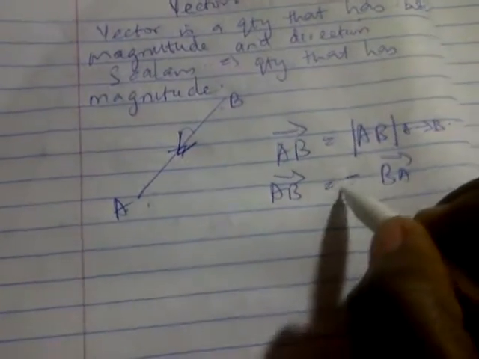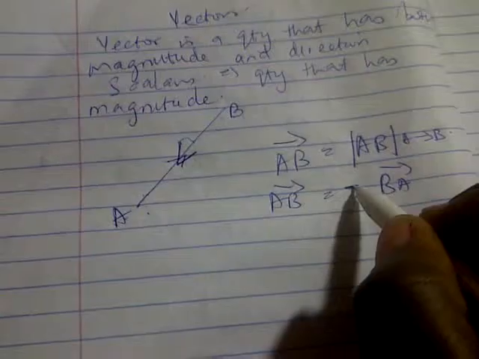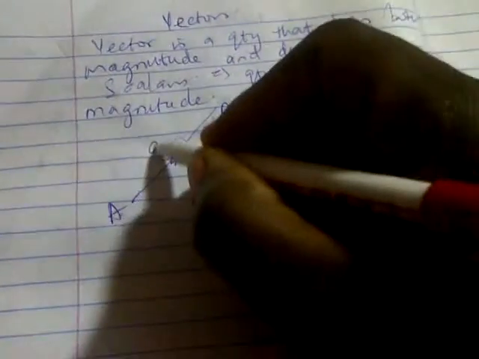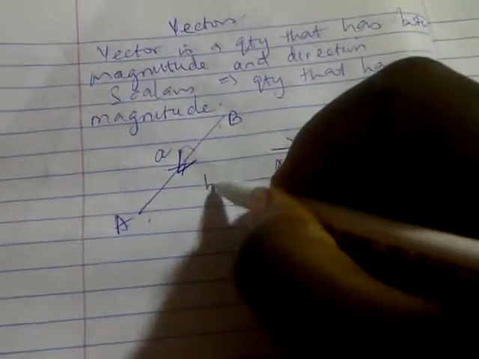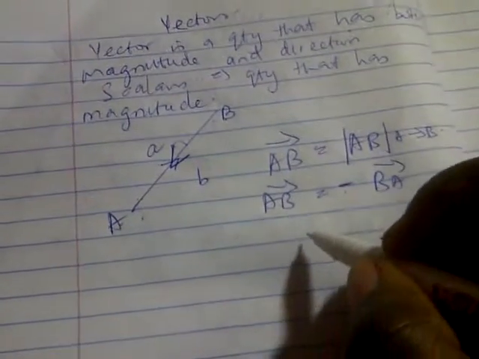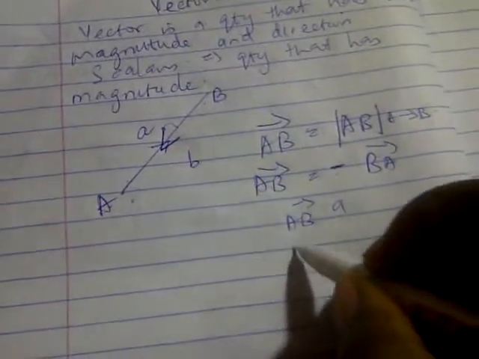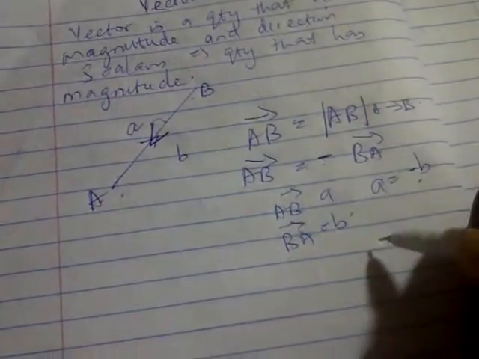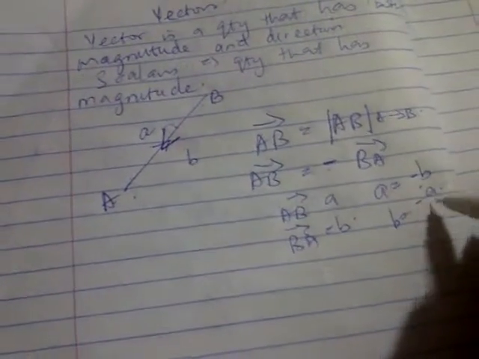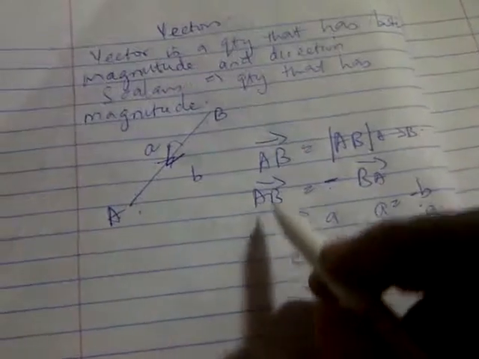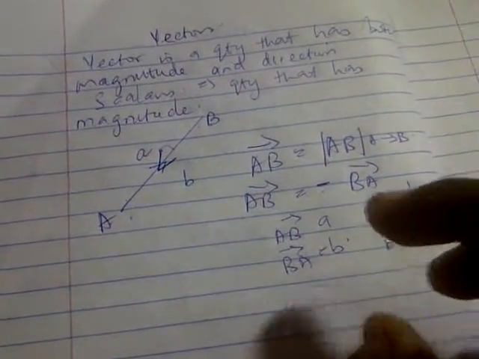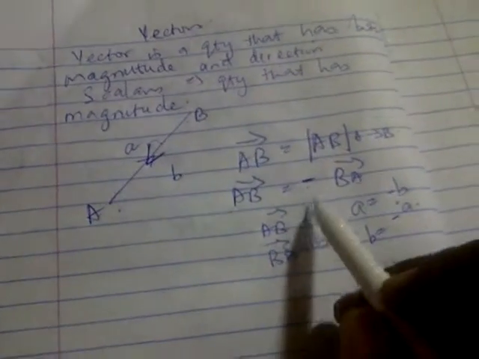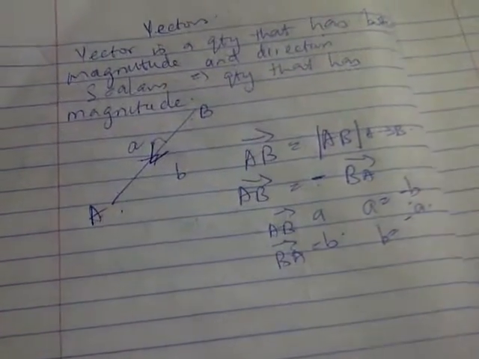But we normally express this in terms of the particular quantity. For example, if AB was A and BA was B, then A will be minus B, or B will be minus A. This is the quantity part of the vector, as opposed to the main vector. When we say vector AB and we call it a name, we refer to it in the form of the quantity.